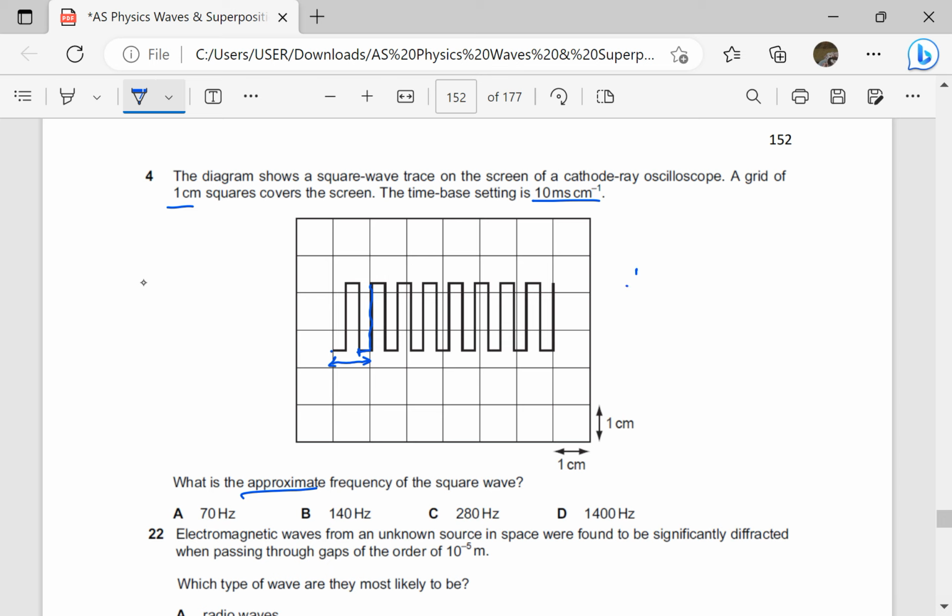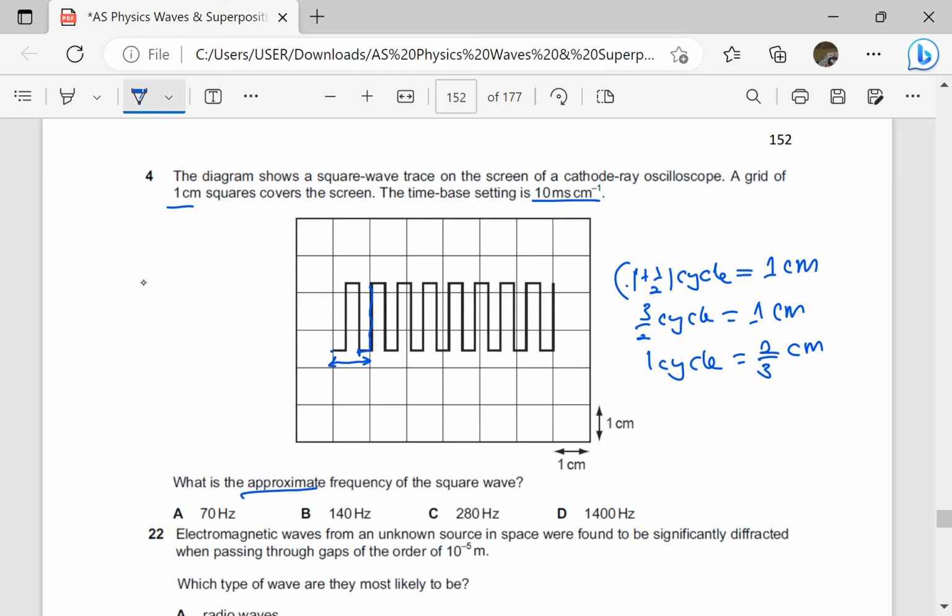So 1.5 cycles are fitting in one square, which is 1 centimeter. And 1.5 is the same as 3/2 of a cycle. 3/2 of a cycle is fitting in 1 centimeter. That means one cycle is going to be the reciprocal, which will be 2/3 centimeters. So one cycle is going to be represented by 2/3 centimeters.